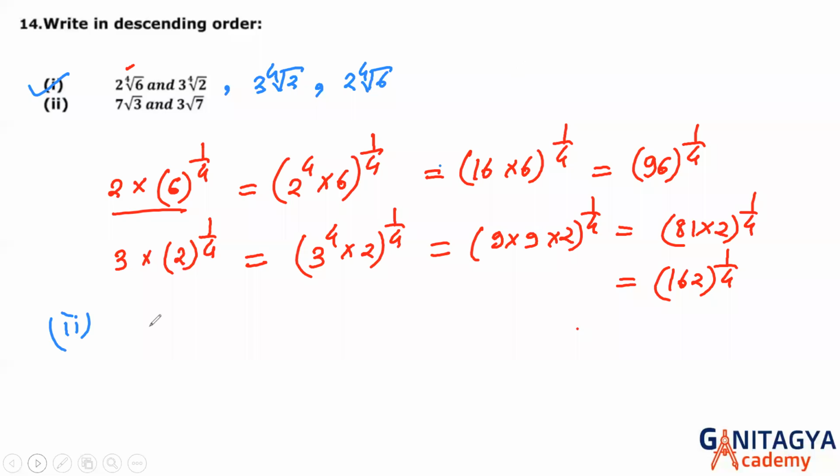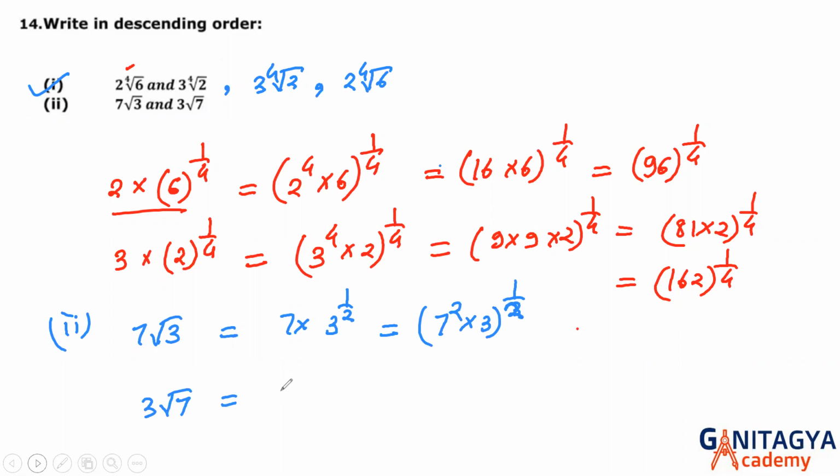Okay. So the second is 7 under root 3. So can I write it as 7 into 3 raised to 1 by 2? So I can write 7 square into 3, its power 1 by 2. And the second is 3 under root 7. So I can write 3 into 7 raised to 1 by 2. So I can write 3 square into 7, power 1 by 2.